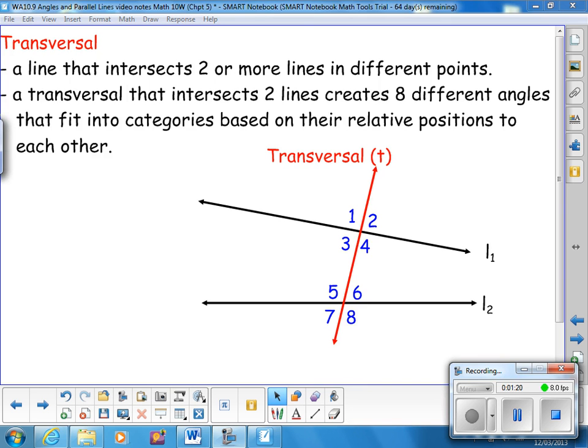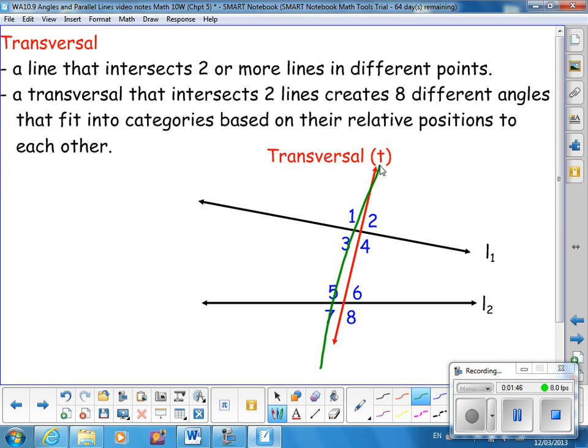Transversal: a line that intersects two or more lines in different points. A transversal that intersects two lines creates 8 different angles that fit into categories based on their relative position to each other. And this is very important that you learn the terminology and that you know where the positions of these angles are. So the red line here, or the line going across, is called the transversal. It creates 8 different angles, and we're going to learn some of the different positions and what those angles are.